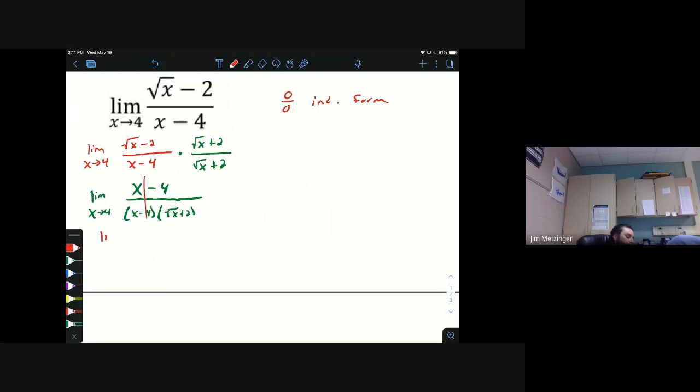It makes an equivalent form as the limit as x approaches 4 of 1 over the square root of x plus 2. Now you put in 4. 1 over the square root of 4 plus 2 is 1/4.